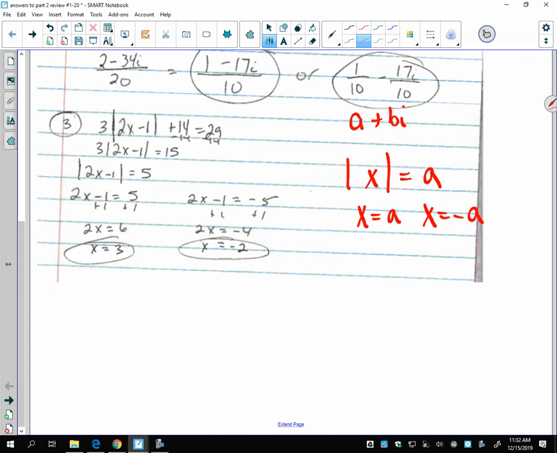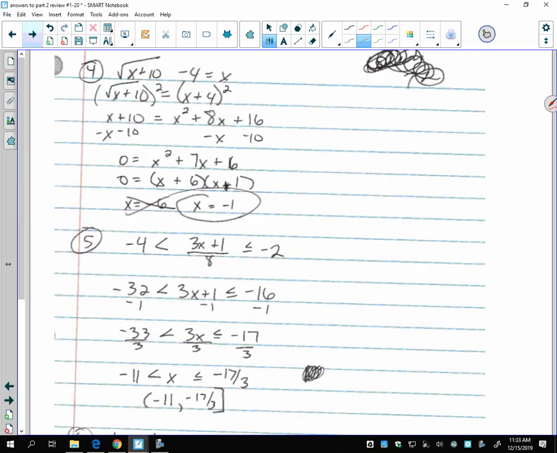So first thing I did is I subtracted 14, I divided by 3, and I got this as my absolute value equation. And then I set up my 2 problems, where this was 2x minus 1 equals 5. This was 2x minus 1 equals -5. I don't change the absolute value part. I just change what's on the other side. And then I solve that problem separately. And I got x equals 3 and x equals -2. You do need to check your answers on this, because you can get extraneous solutions, so just be really careful. But on this one, if you plug them back in, they both work, okay?